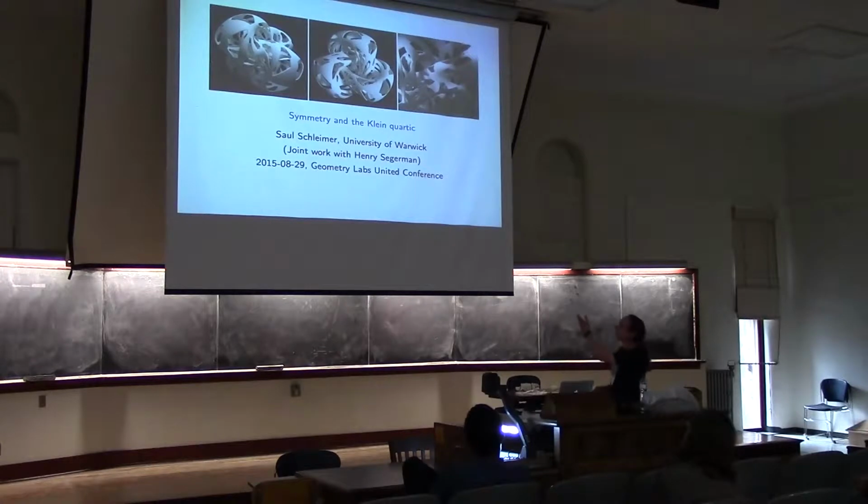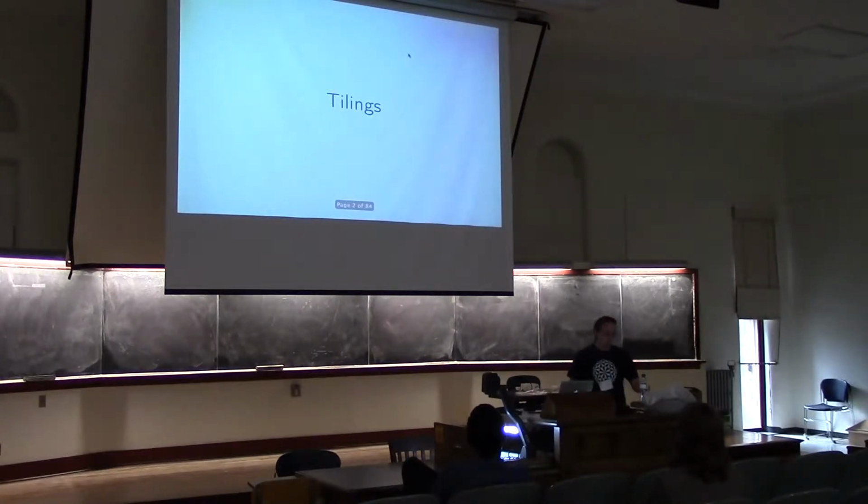And today I'm going to talk about symmetry in the Klein Quartic. Everything is joint work with Henry Sager. So symmetry, well, one kind of symmetric object is a tiling. Mathematics has been called the science of patterns, and one of the most beautiful families of patterns is the tilings. Let me just show you a couple of examples.